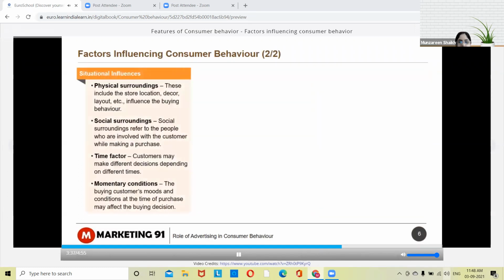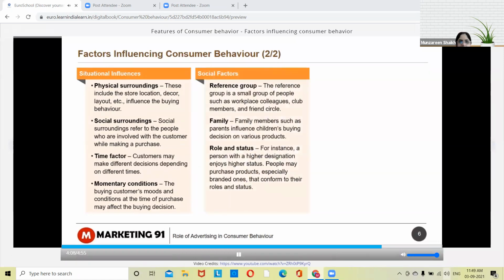The next factor is situational influences. Physical surroundings include the store location, decor, layout, etc., and influence the buying behavior. Social surroundings refer to the people who are involved with the customer while making a purchase. Time factor is important as customers may make different decisions depending on different times. And momentary conditions, that is, the buying customer's mood and condition at the time of purchase, affects his buying decision.